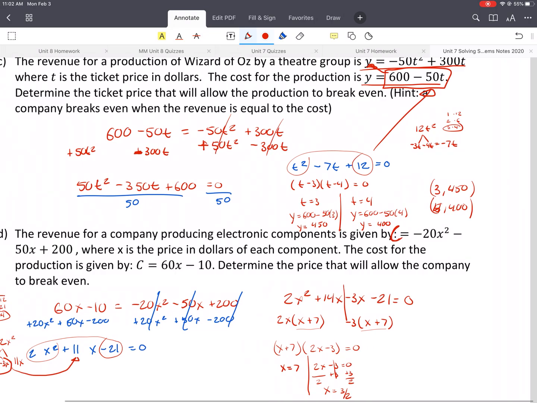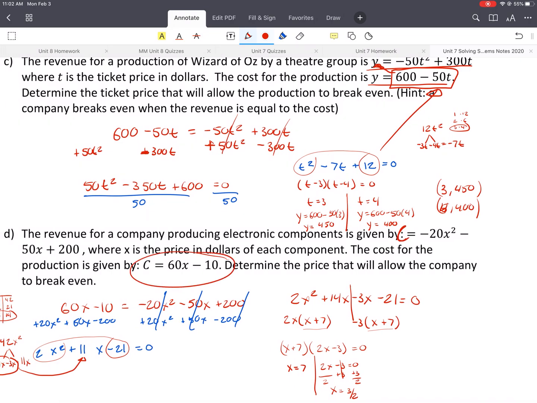And then we'll plug those into our equation, probably the easier one of the two. So C is equal to 60 times 7 minus 10. Okay, that gives us 420 minus 10, which is 410. So one of our solutions is (7, 410). And then the other, 60 times 3/2 minus 10. That's 90 minus 10, or 80. So our other one will be (3/2, 80).